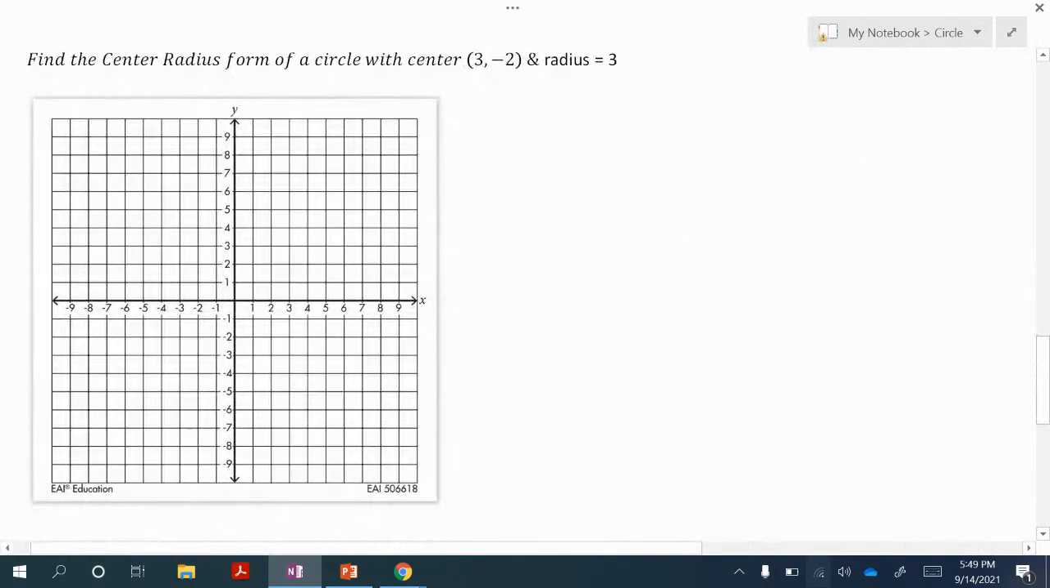All right, so let's take a look at an example. Here we're asked to find the center radius form of a circle with the center given as 3, -2 and a radius of 3. First off, we're going to plot the circle on the graph. The first thing I'm going to do is plot the center. We're given the center as 3, -2. So once again, I'm at the origin. Since x is +3, I'm going to move 3 places to the right. Since y is -2, I'm going to go down 2.